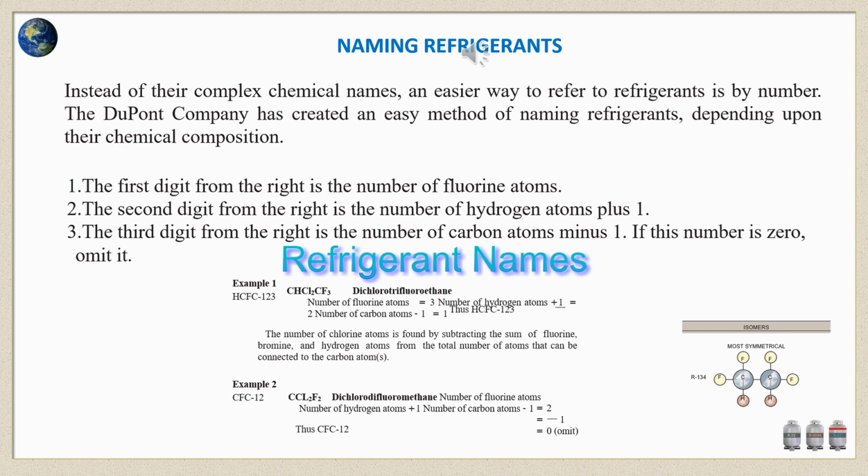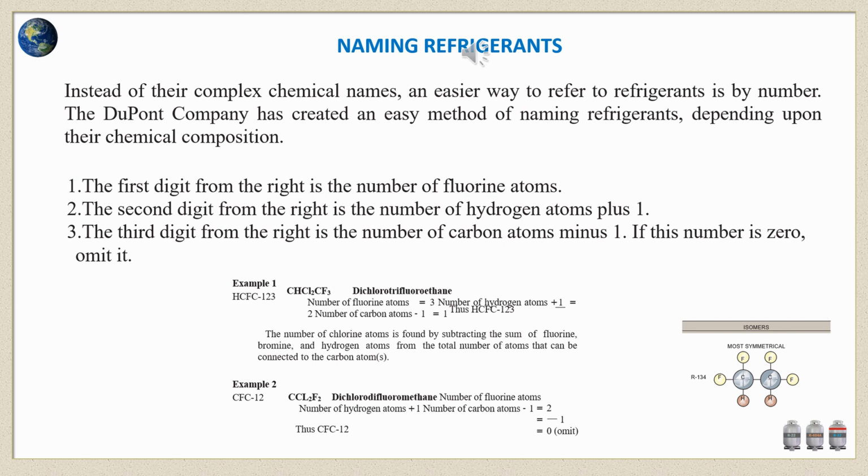Naming refrigerants. Instead of their complex chemical names, an easier way to refer to refrigerants is by number. The DuPont company has created an easy method of naming refrigerants, depending upon their chemical composition. 1. The first digit from the right is the number of fluorine atoms. 2. The second digit from the right is the number of hydrogen atoms plus 1. 3. The third digit from the right is the number of carbon atoms minus 1. If this number is 0, omit it.